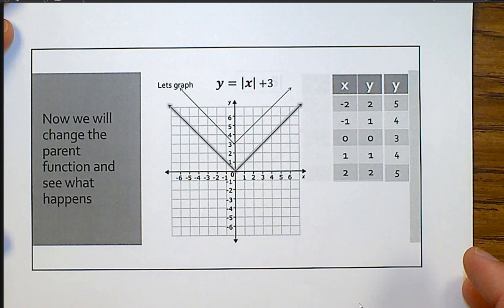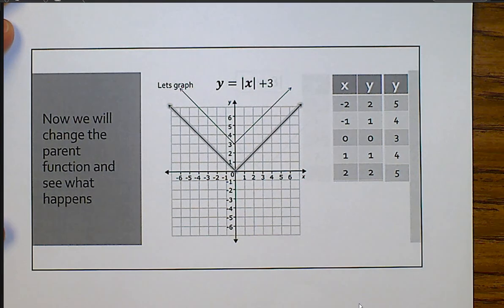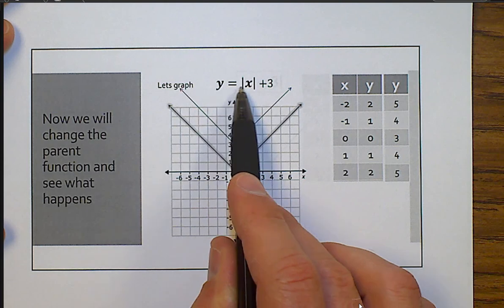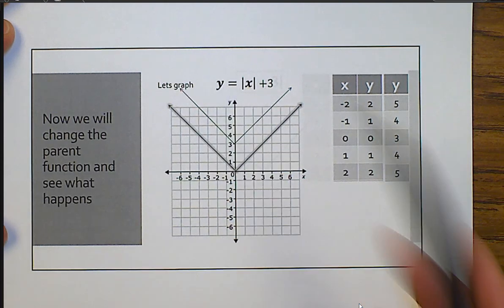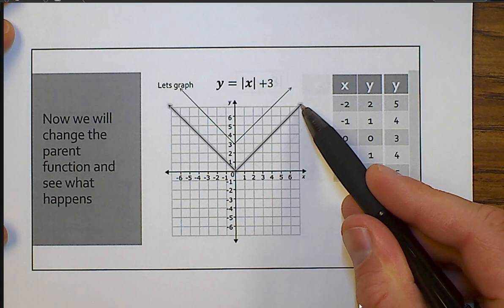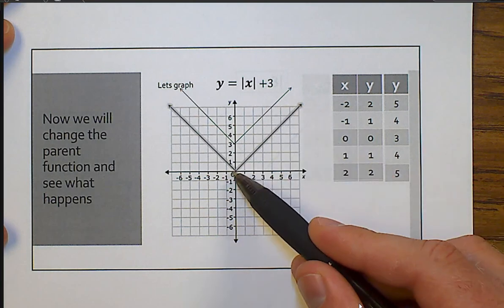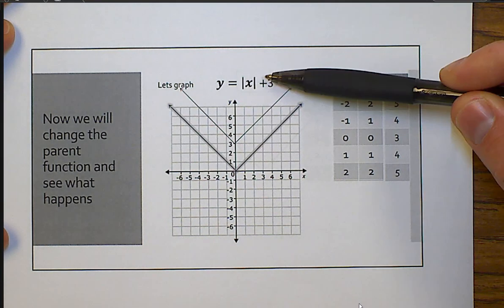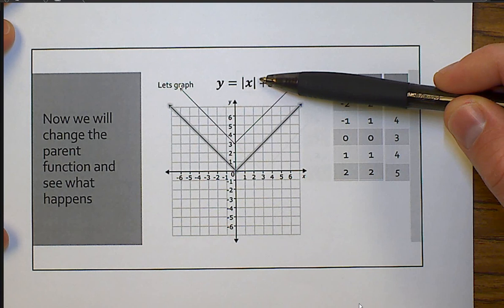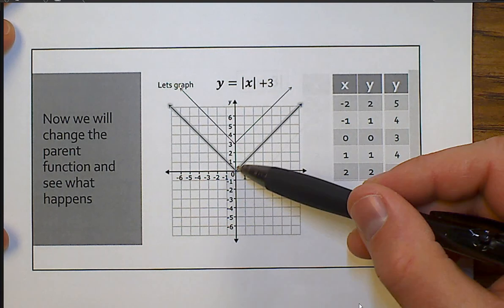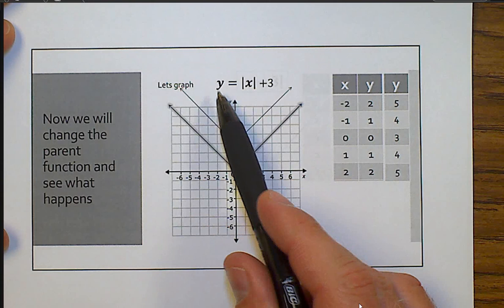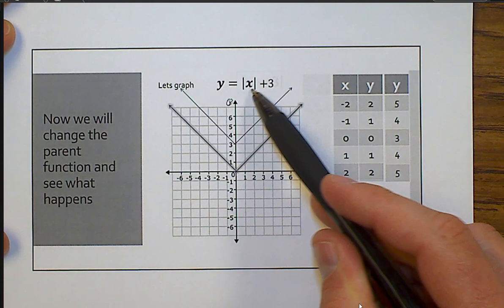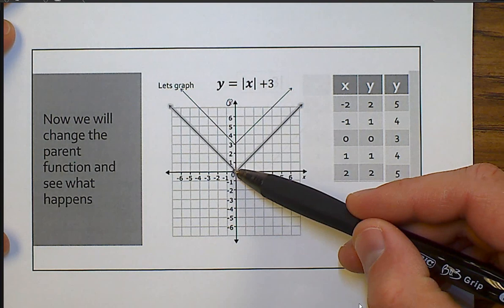So it says on the left, now we'll change the parent function and see what happens. So in the equation, you have y equals absolute value of x plus 3. So the parent function is the shaded graph here, which we just went over, starting at 0, 0. What do you notice that happened when you have addition outside of the absolute value bars? You should notice that all it did was shift your y values. Remember, this is the y-axis running up and down. It shifted all the y values up 3 units, 1, 2, 3. And you can see that here.